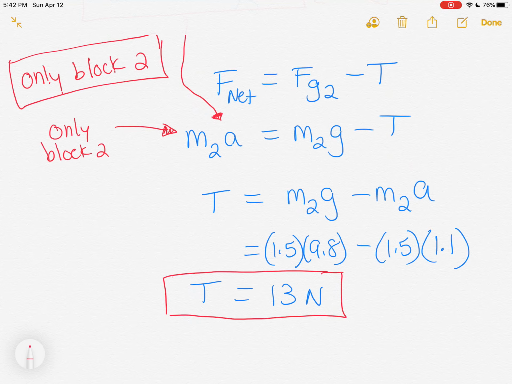And you can use block 1 to find the tension. You should get the same answer if you're using block number 1. But I find block number 2 much easier to find the tension since there are fewer forces acting on block number 2.